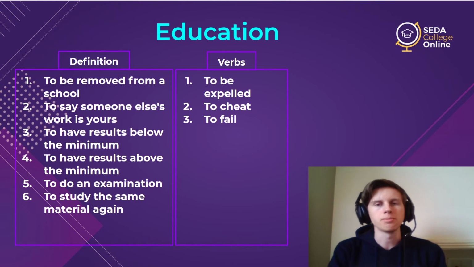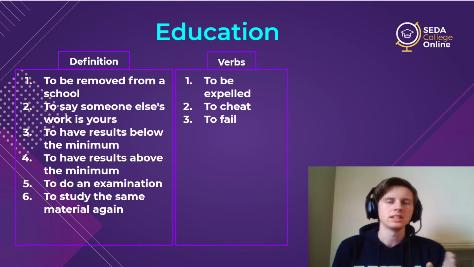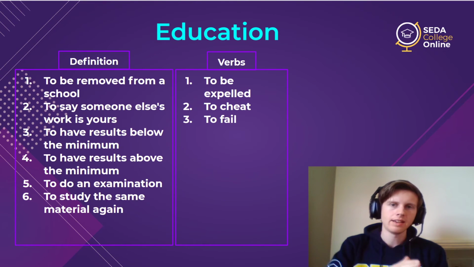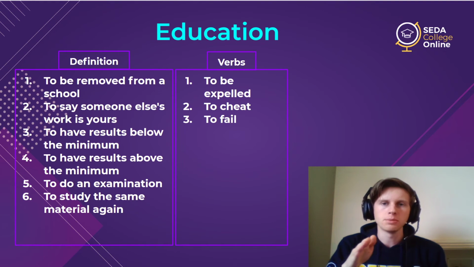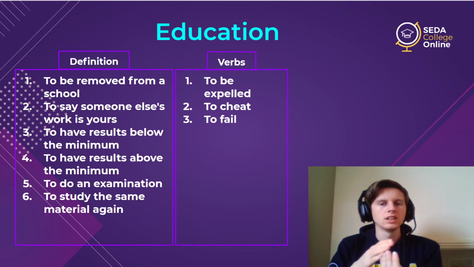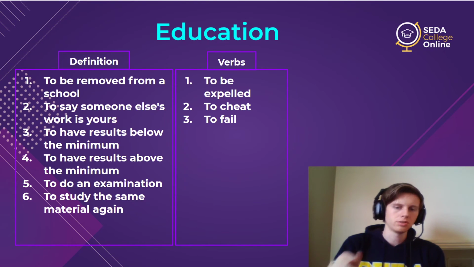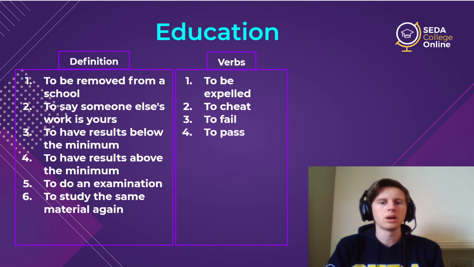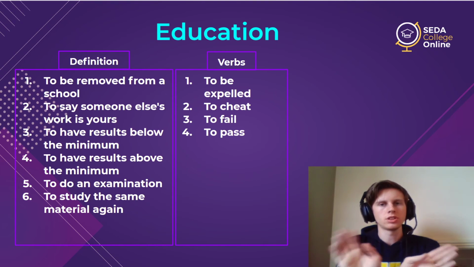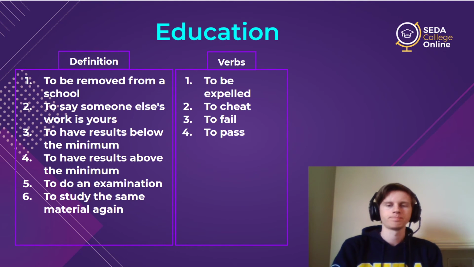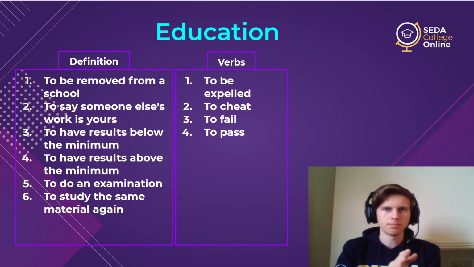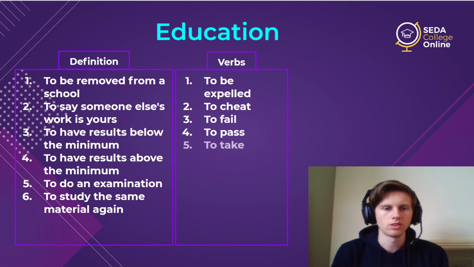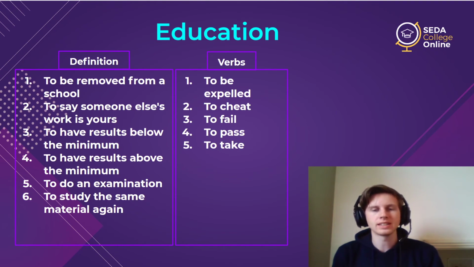So for many areas, if you score from 0 to 100, 70 is usually the minimum to achieve the grade. Well, if you have below 70, you failed. The opposite, to have above, is to pass. So those are the opposites here, to fail and to pass. And so to pass is like, 70% is the mark, 75, 80, 85, those all pass. All right, next. So this is to do an examination.